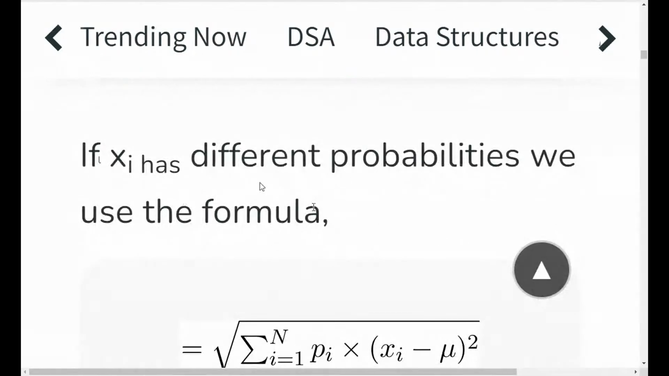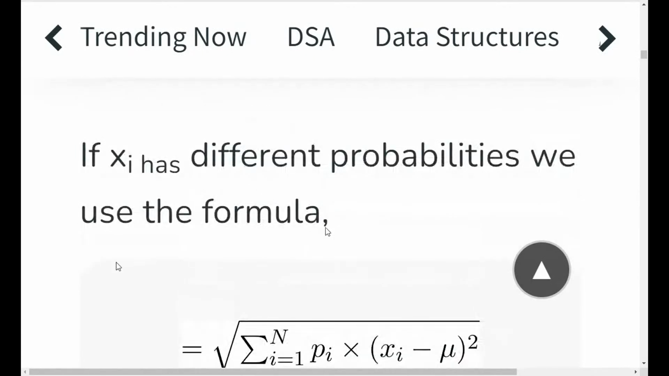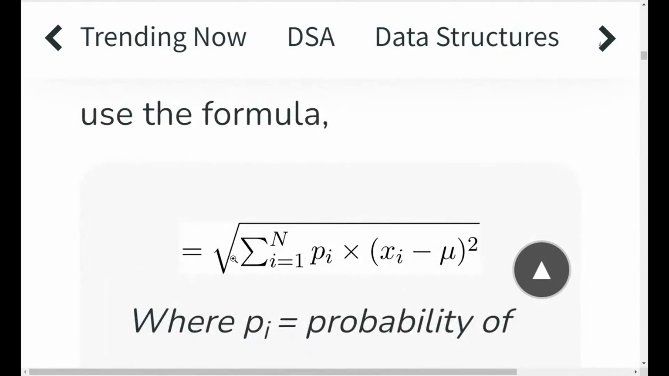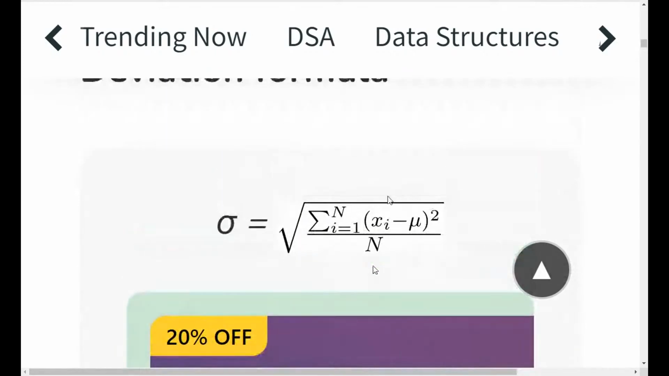If xi has different probabilities, we use a formula like this: summation of i from 1 to n, that's my range, and then the probability will be included. Here we don't have probability. If the probability is different, then we add the probability there. Okay, let's keep it simple. Do not add that. So what are you trying to find out?